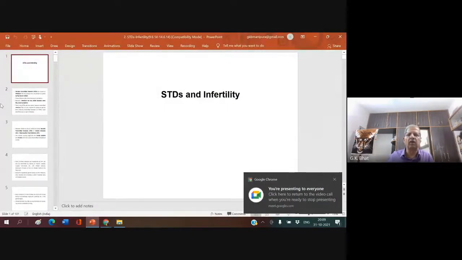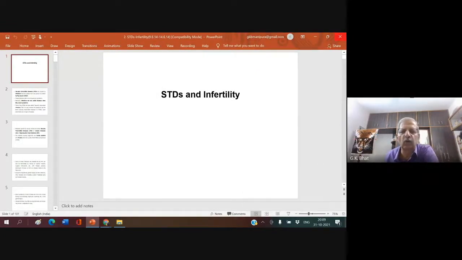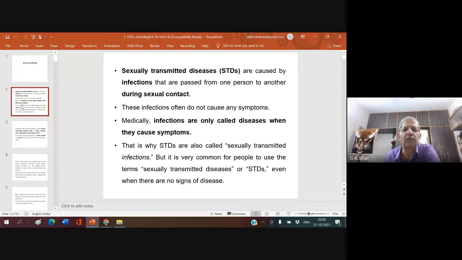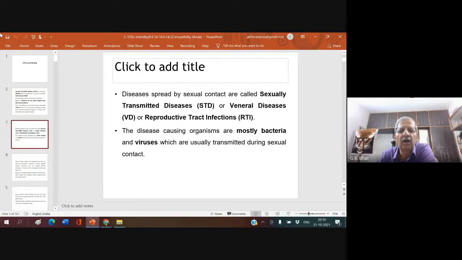Yesterday's topic was sexually transmitted diseases and infertility. Already I have told you about this, but this is a little bit more. The disease-causing organisms are mostly bacteria and viruses, which are usually transmitted during sexual contact.